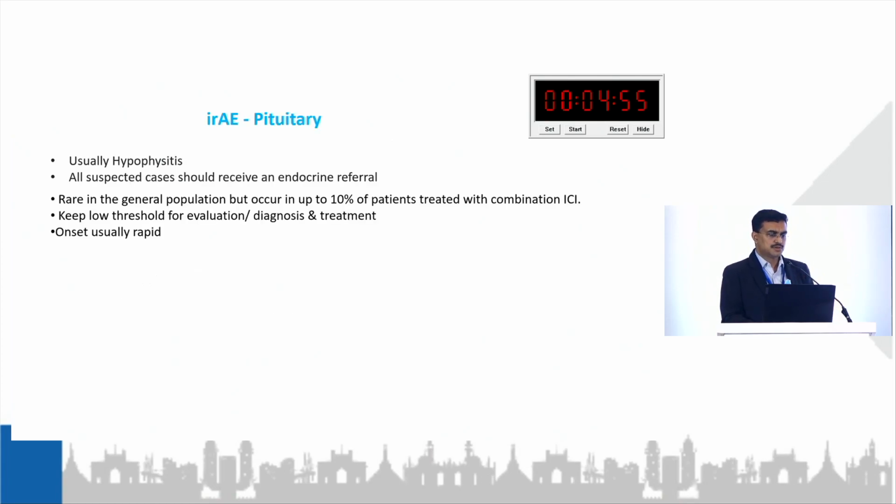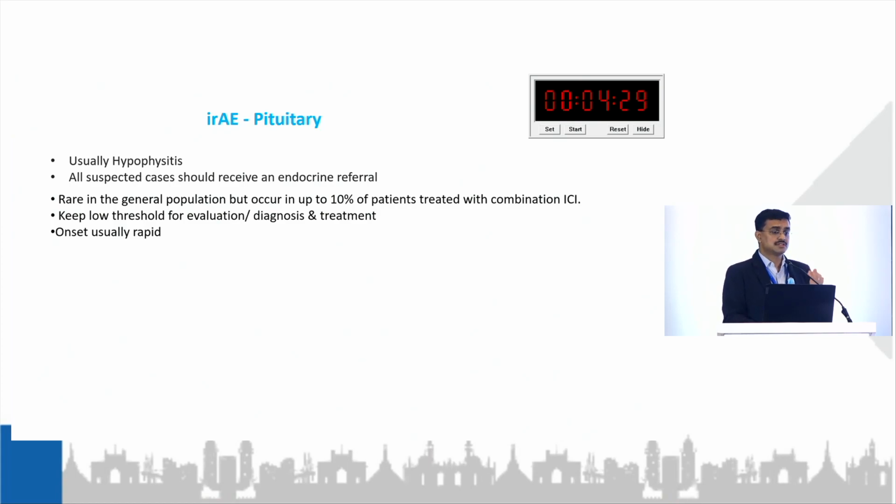In the case of the pituitary, it's usually hypophysitis, and all cases should require an endocrine referral. Hypophysitis is a rare disease in the general population, but it's said that up to 10% of patients treated with combined immune checkpoint inhibitors may have this condition. So it's a very high incidence in patients on combination therapy with immune checkpoint inhibitors, and you need to keep a very low threshold for evaluation, diagnosis, and management.